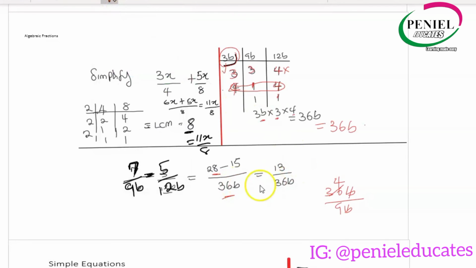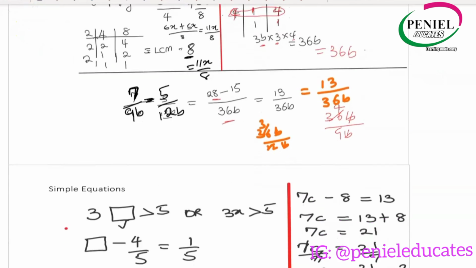So what about this other one? That's 36b divided by 12b. This is 12 here, this one, this 12 here, 3. So it's going to be a 3. A 3 multiplied by 5 is going to give you 15. So 28 minus 15 is going to give you 13. So your answer is actually 13 over 36b. So that is what that one is all about.